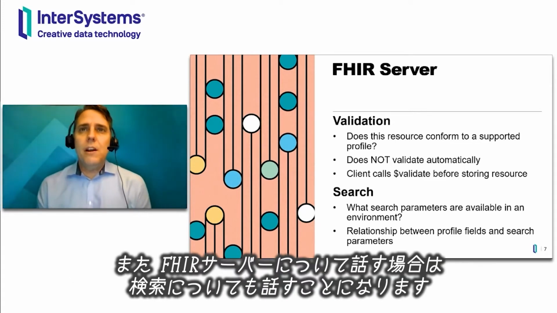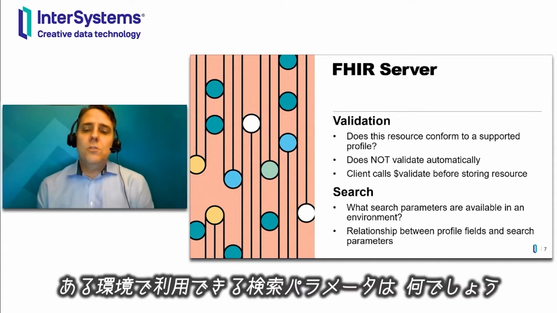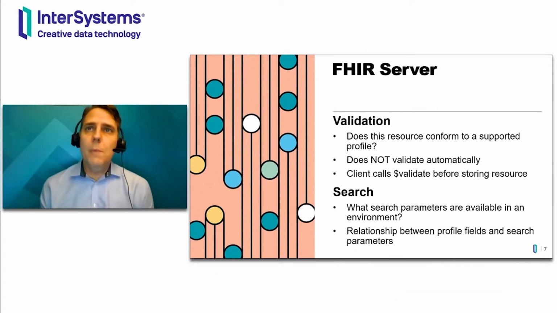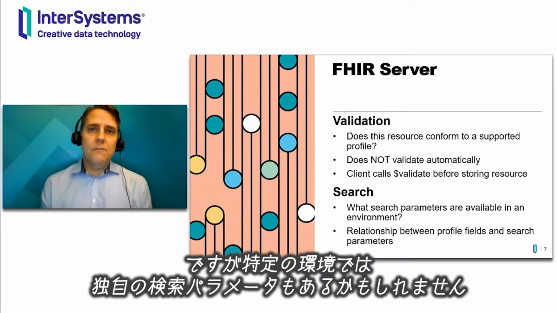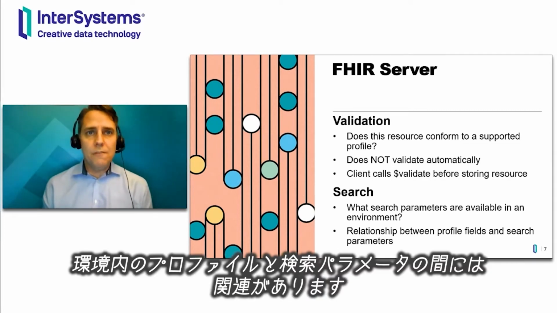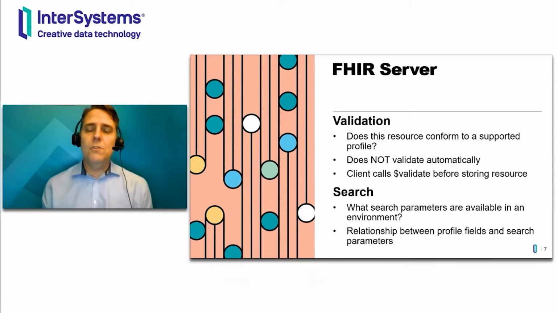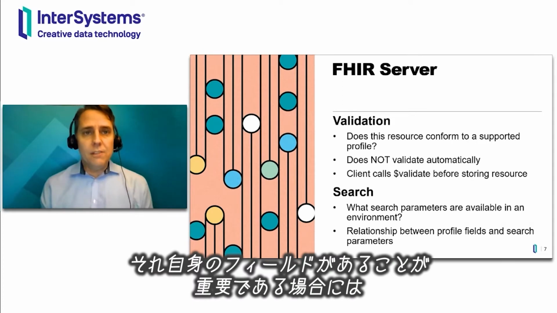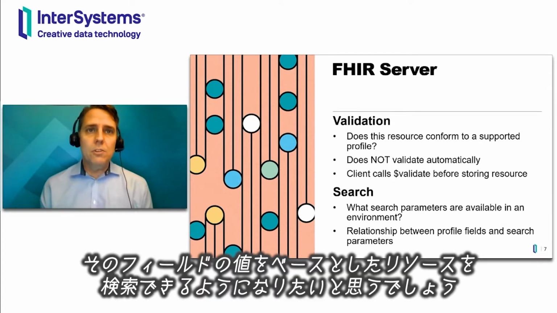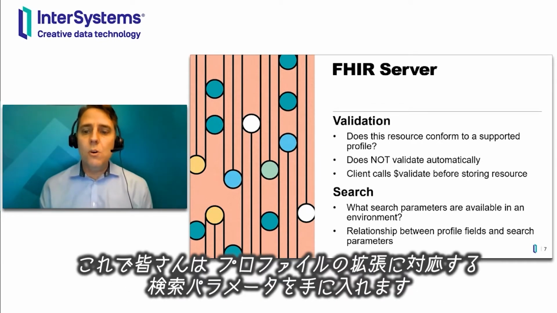So also when we're talking about a FHIR server, we're talking about search. So what search parameters are available in an environment? There are base search parameters available in the specification, but a specific environment might have unique search parameters too. And there's a relationship between the profiles in an environment and the search parameters. For example, if you have a patient profile that has an extension that has an extra field in it, if it's important enough to have its own field, probably you're going to want to be able to search for resources based on the values in that field. And so you'd have a search parameter that corresponds to the extension on the profile.